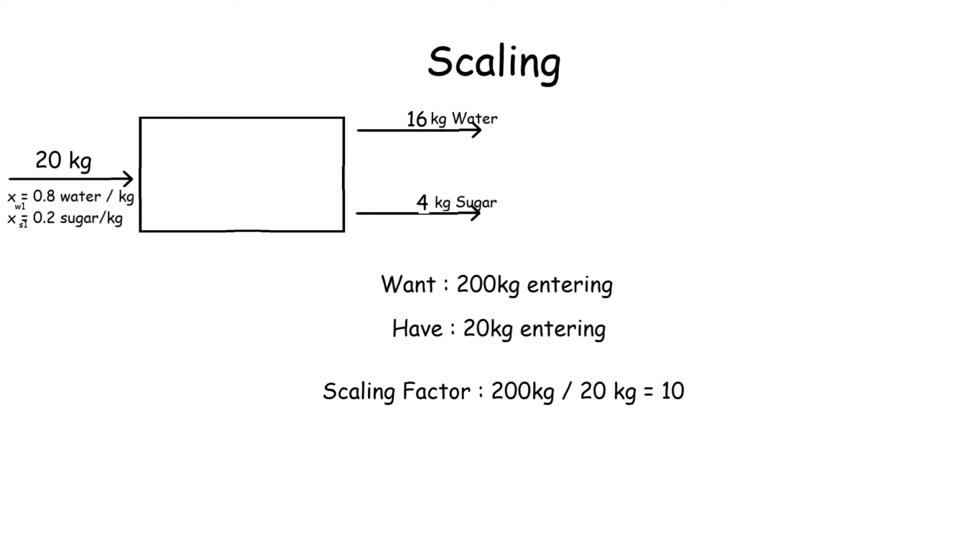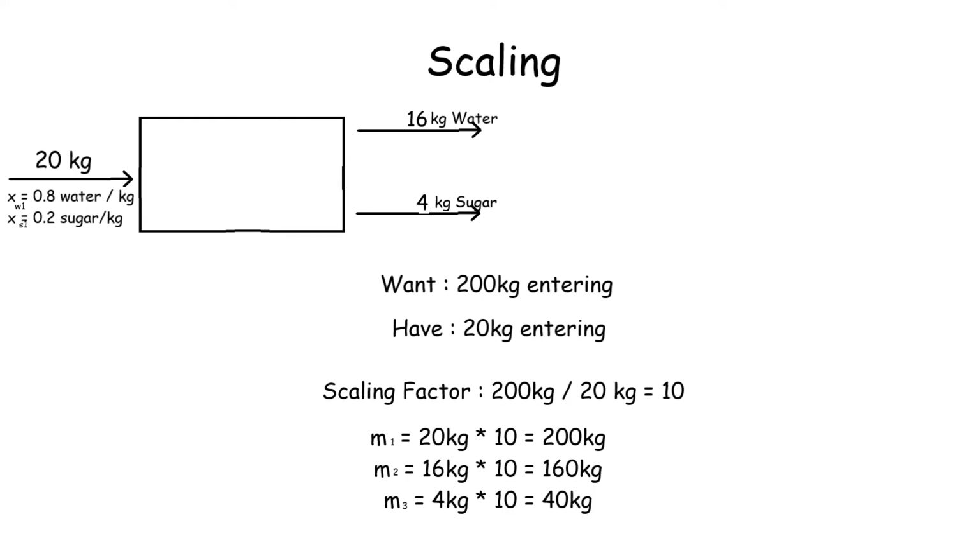With this scaling factor, we then want to multiply the stream flow rates by the scaling factor, not the mass or mole fractions. We always have to keep in mind that the fractional amounts will always be the same, no matter the amount in the total stream.